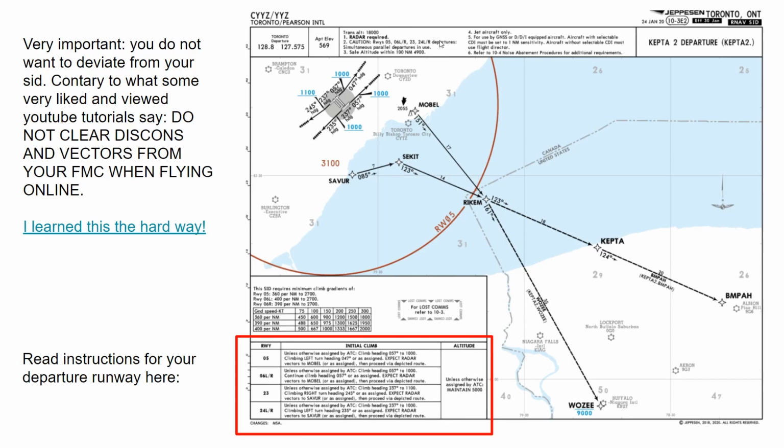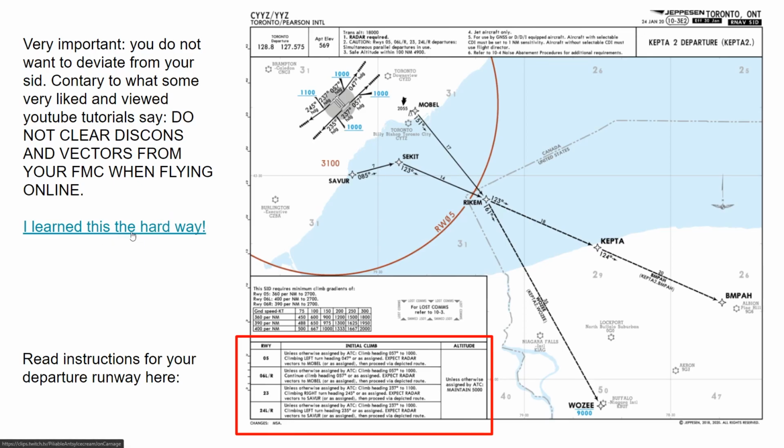And the northeast departures go Mobile, Rycombe, Wazi. So you just have to be wary of that, because it can get confusing since there are more waypoints than you have in your FMC. But you just want to make sure you're following the right route. Make sense? Yes, sir.